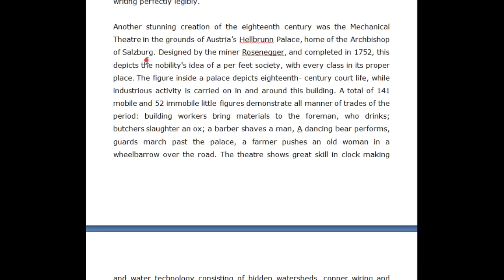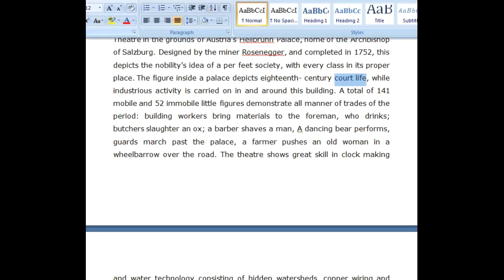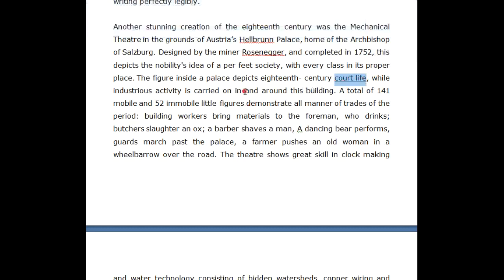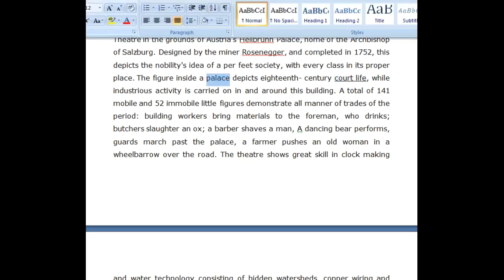I read further. Mechanical theatre. Okay, "life", I got this "life". So where is the "life", inside of what? This is what I have to find out. So let me read this sentence completely from here. The figure inside a palace depicts 18th century court life. Okay, so where is it? It is inside a palace. So the answer is palace, right?